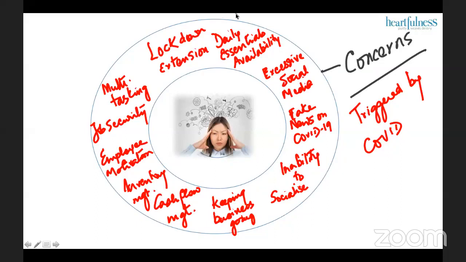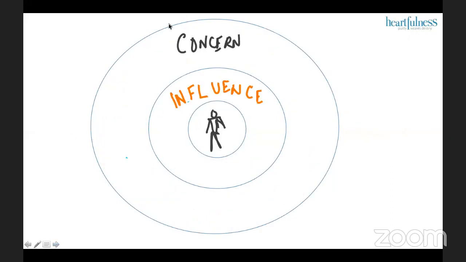From March, from the beginning of this year, we have been having additional uncertainties, and these are exclusively triggered by COVID. Like, how do we keep a business going? What is my job security? How long will the lockdown be? Will daily essentials be available? So there are a lot of additional concerns which are triggered only because of this present situation of COVID, in addition to the concerns that we always have. So this was the outer circle for all of us, whatever concerns we face on a day-to-day basis.